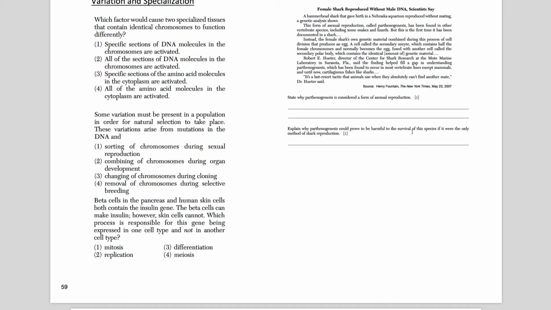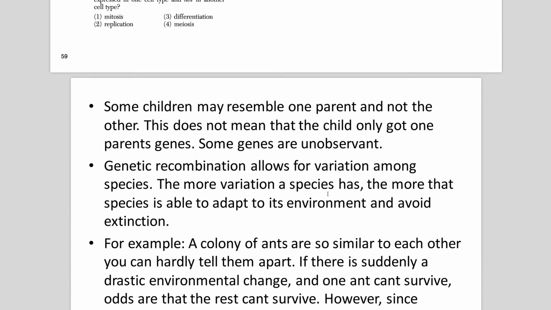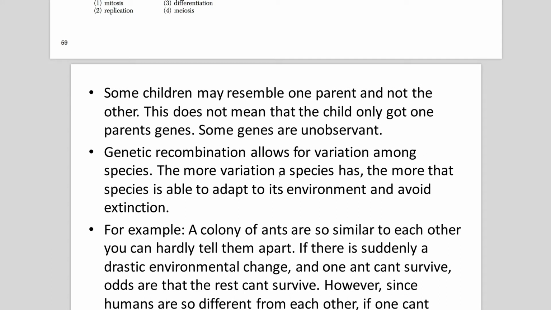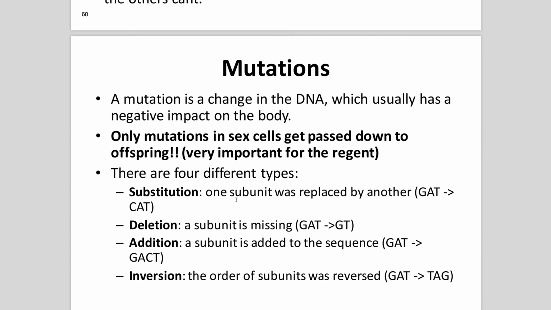So same thing here. Maybe the sharks that were coded were slow, or maybe they were too fast, or maybe they ate certain food that would eventually go extinct. So that's why it's worthwhile to have diversity. We'll talk about that a lot more. Some children may resemble one parent and not the other. Doesn't mean it only has genes from one parent. It just means that those genes are expressed physically and the others aren't.